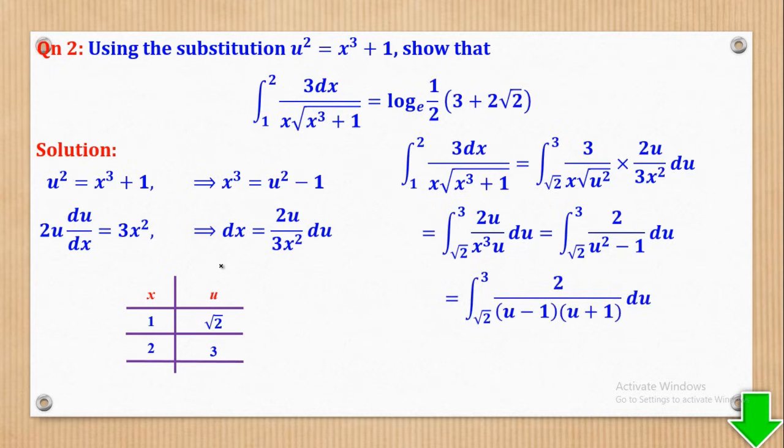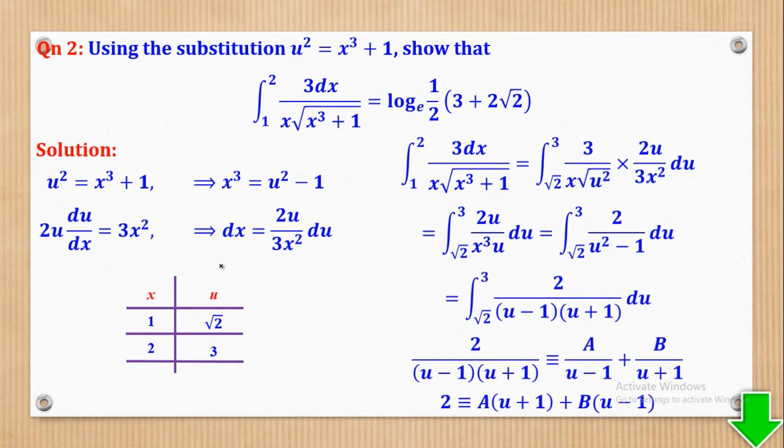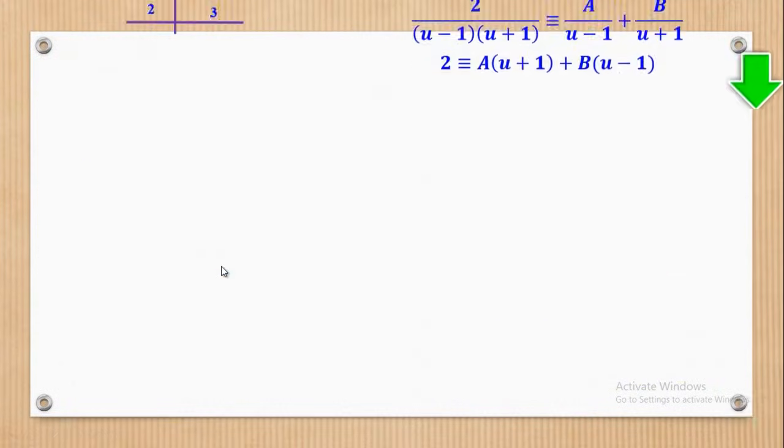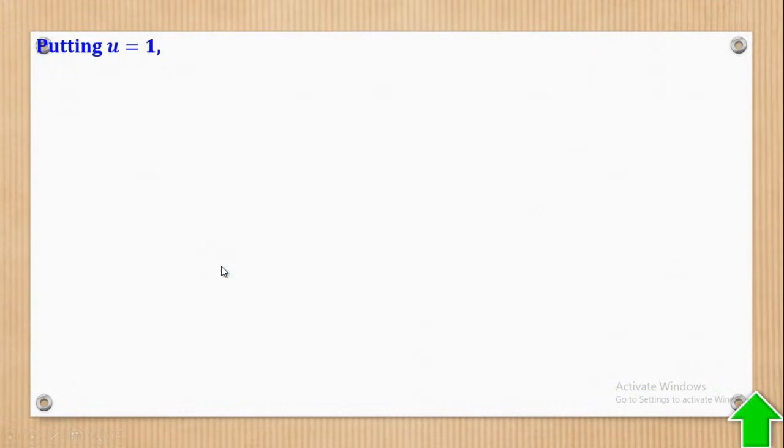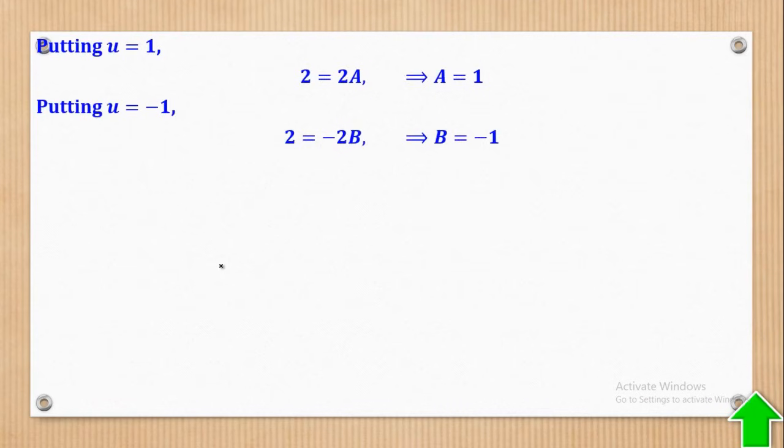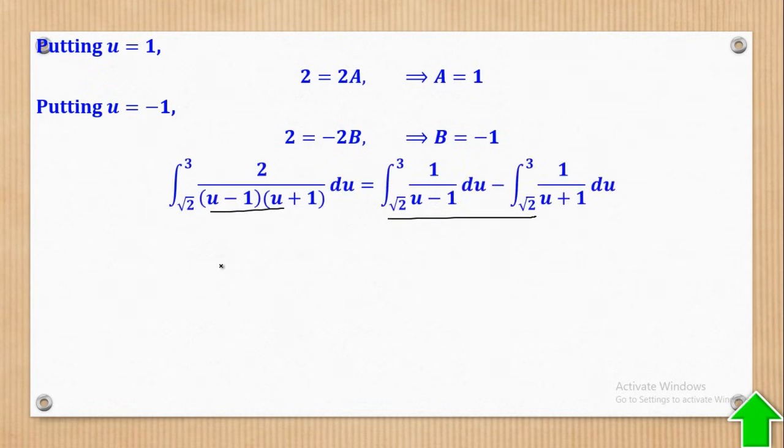So the denominator can be factorized, so we factorize it, and the next option is partial fractions. So 2 will be equal to a in brackets u plus 1 plus b in brackets u minus 1. Putting u equal to 1 will give me a as 1. Then putting u equal to negative 1 will give me b as negative 1. Therefore, this integral is the same as this integral.